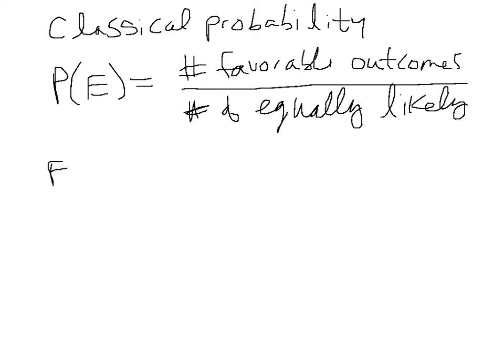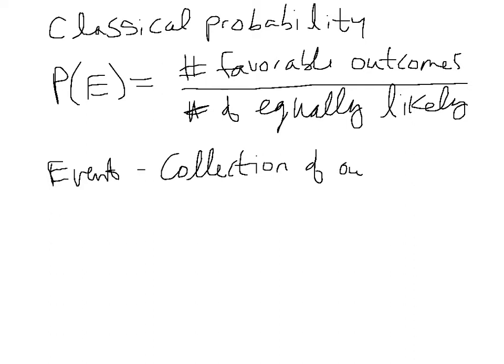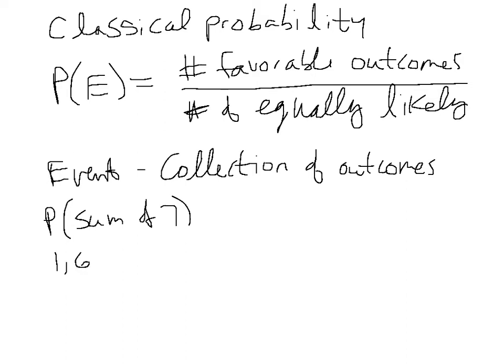An event is a collection of outcomes. So let's consider the event rolling a sum of 7 when we roll 2 dice. So this event would be a collection of outcomes from the sample space, and that collection would consist of a 1 and a 6, a 6 and a 1, a 5 and a 2, a 2 and a 5, a 4 and a 3, and a 3 and a 4.